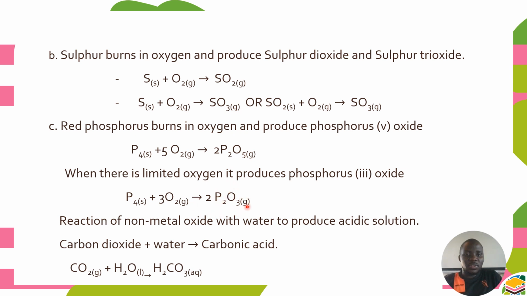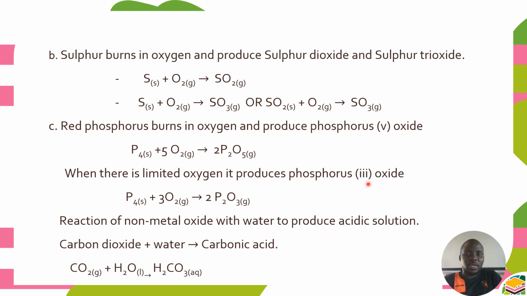This phosphorus oxide, you can check on the subscript, which are different. Here we have 3, and here we have 5. Here we have 3. So they are different oxides depending on the amount of oxygen which was used. The reaction of nonmetal oxide with water produces an acidic solution.